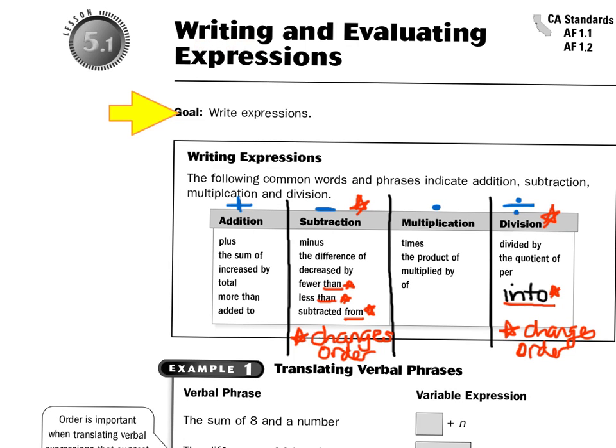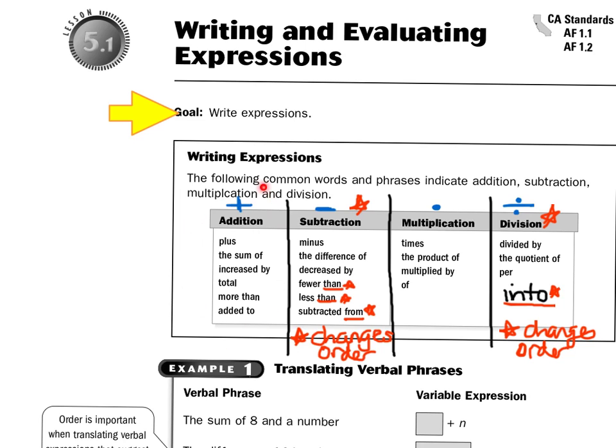Hi, you guys. Let's talk about writing and evaluating expressions today. Okay, so take a look at this chart. This is really important. I want you to put an addition sign, a subtraction sign, a multiplication sign, and a division sign. And then these are all the words that would help us or tell us to add. Plus, the sum of, increased by, total, more than, and added to.